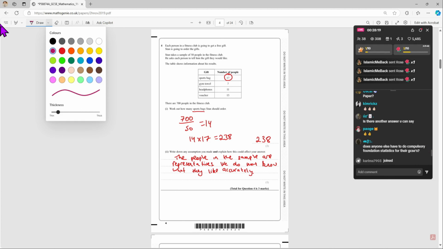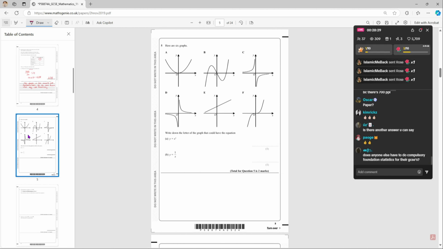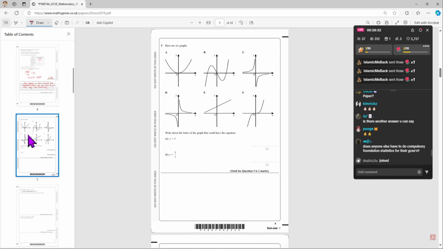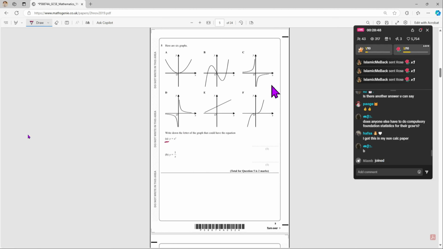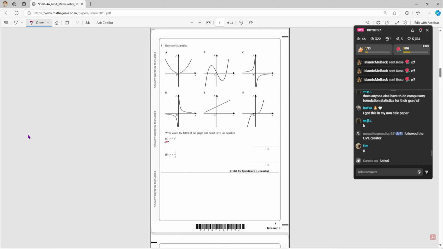So moving on to our next question. Here we have 6 graphs. We need to write down the letter of the graph that could have the equation y is equal to x cubed. This is a cubic graph, right? So in the chat, tell me which graph represents y is equal to x cubed.